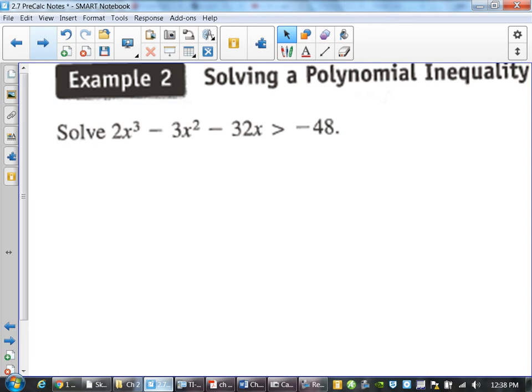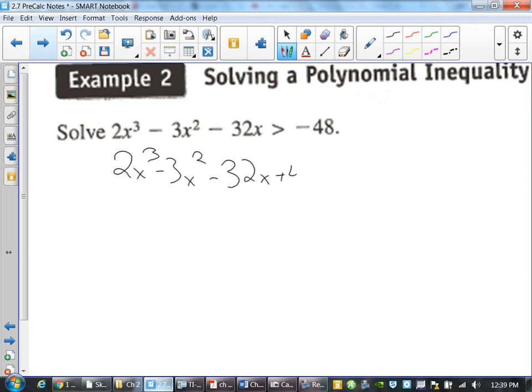Like Izzy was saying earlier, a lot of these things you're going to treat just like you would an equal sign, which means I got to factor and find zeros, which means you have to have a side equal to 0. What do I do with the negative 48? Add it over. Good. So we get 2x cubed minus 3x squared minus 32x plus 48. Four terms, third degree polynomial.